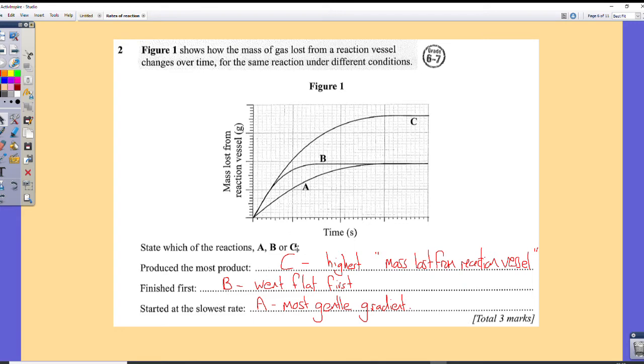Okay, so this time we're just matching up letters to these statements. Which one produced the most product? Well, the biggest change in mass loss was achieved by C. Which one finished first? Well, B went flat first. And which one started at the slowest rate? If we look at the gradient, the more gentle slope is for A.